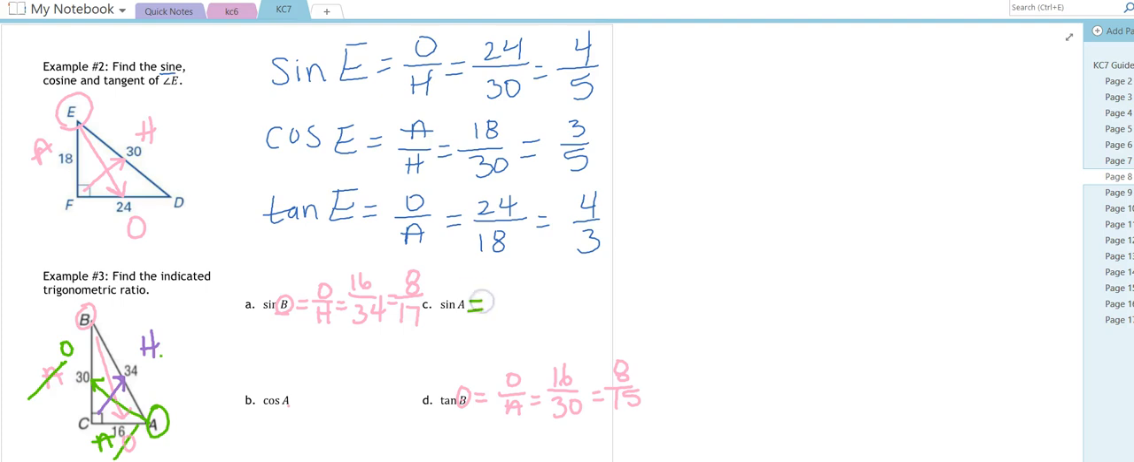So sine of A is opposite over hypotenuse. Opposite of A was 30. Our hypotenuse stayed the same at 34. And 30 over 34 simplifies to 15 over 17. Letter B now asks us to solve for the cosine of A. Cosine is adjacent over hypotenuse. From angle A, the adjacent side is 16 and the hypotenuse is still 34. When we simplify 16 over 34, that gives us 8 over 17.